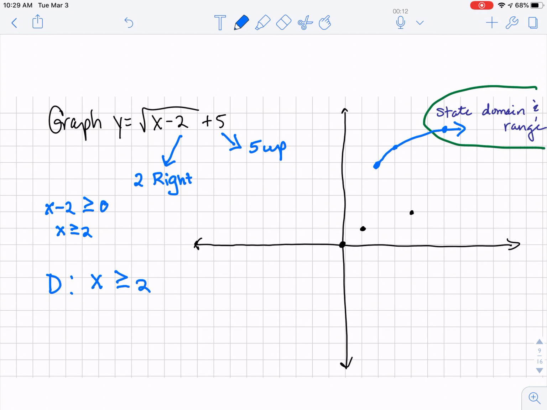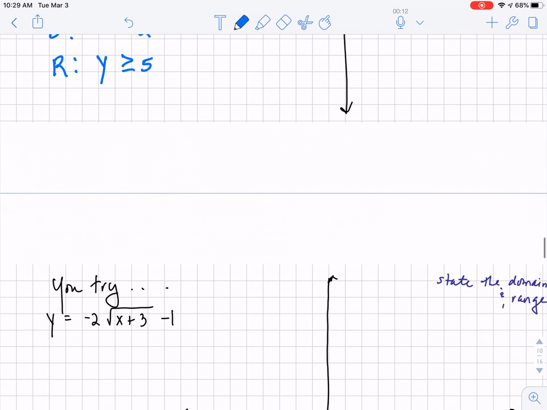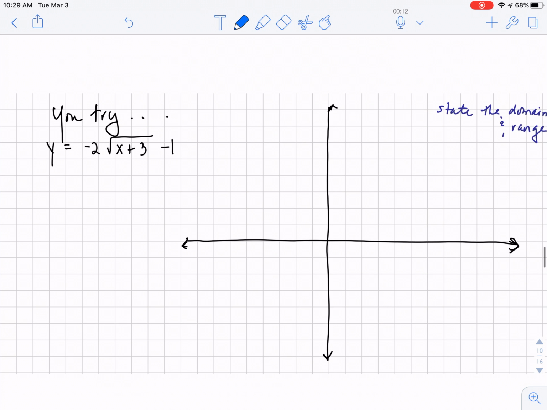All right, let's look at the range. Well, the range, my answer is going to be 0 plus 5. That's the lowest answer I could possibly get. And look at the graph. The graph starts at 5. That's the lowest point right there at 5, and it goes only up. So my y is going to be greater than or equal to 5. So that's my range. Okay, pause the video for a second and try this problem, and then come back and see how you did.